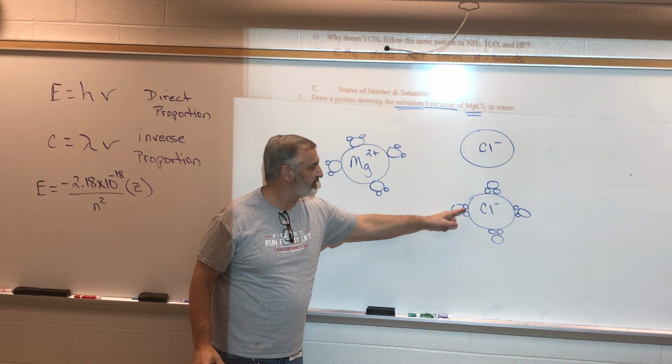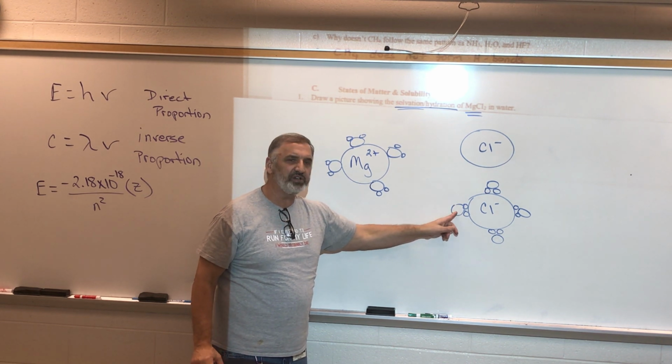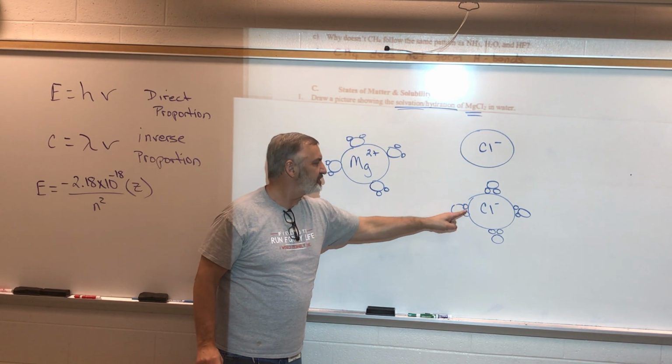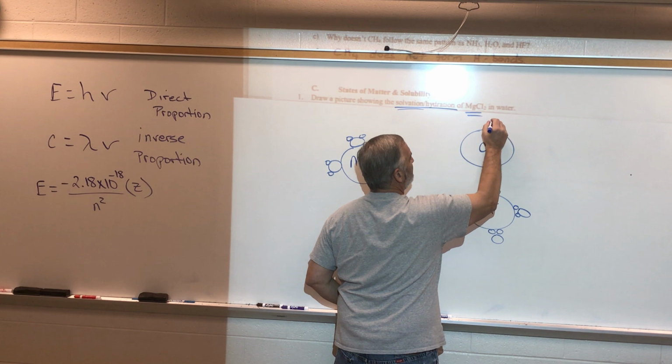The biggest thing is you want to put the hydrogens and the oxygens. Don't label the hydrogens and the oxygens. We know water's H2O. Don't put charges on it. Just orient them in the right way. Draw it just like this. You have to do the same thing on this one.